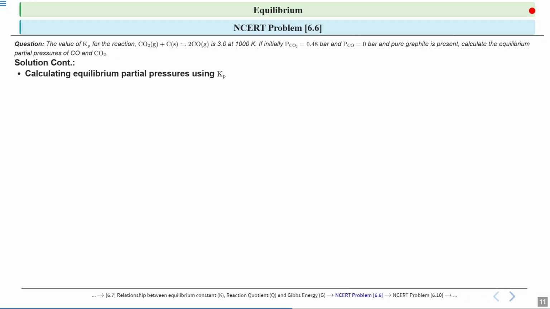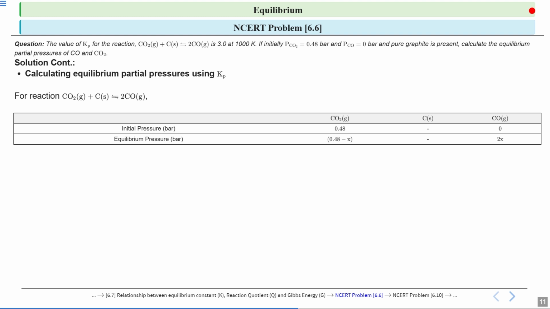Now our next thing is to calculate the equilibrium constant in terms of pressure. So Kp can be written as, for the reaction, so this is your equation that we got, this is your table that we got. So Kp can be written as pressure of CO2 square times the pressure of CO square divided by the pressure of CO2. Now what is the pressure of CO?